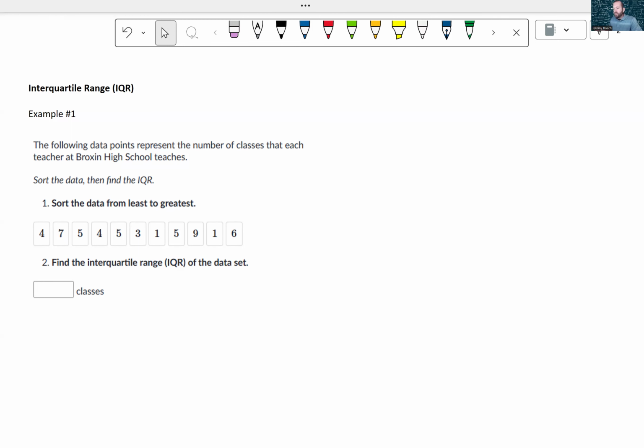So it says that we have these data points for the number of classes that somebody teaches in high school. They want to sort this data and then find the IQR. They want to sort it from least to greatest, or in sequential order. So this is a drag and drop activity. I'm just going to write it out though. So I'm just going to say organize data in sequential order.